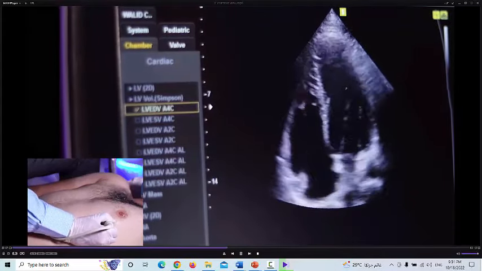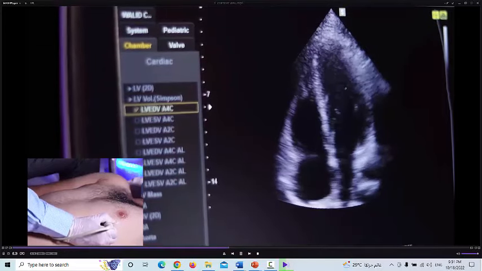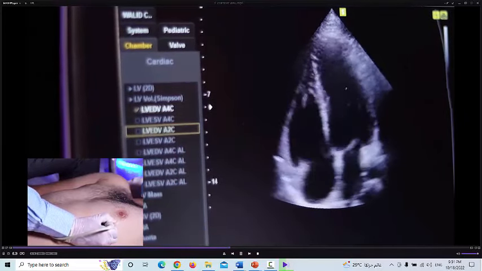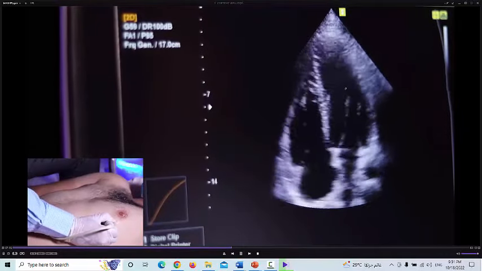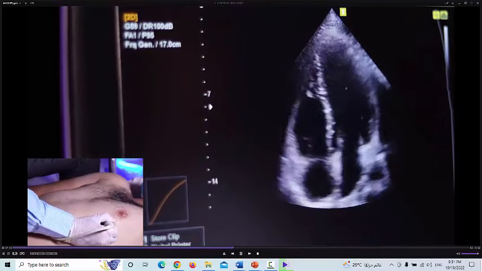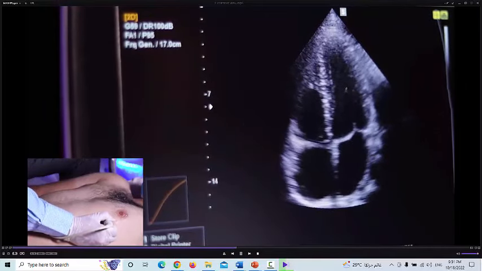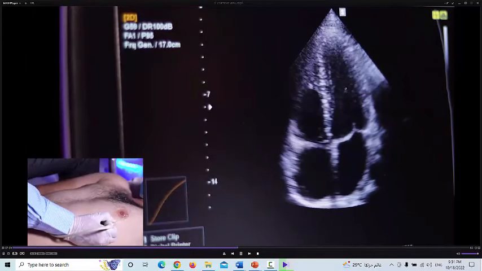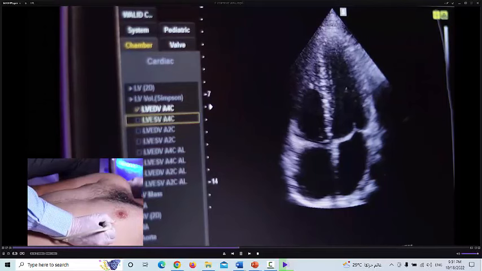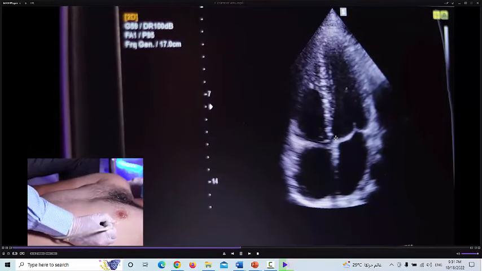And I will measure the end systolic diameter. This is the end systolic diameter. From here, the annulus of the valve, and I will just take the endocardial border. I will not measure the trabeculation. All the trabeculation from the endocardial border. Okay.